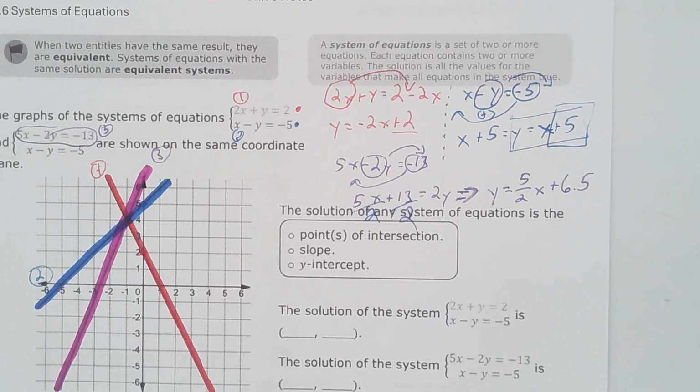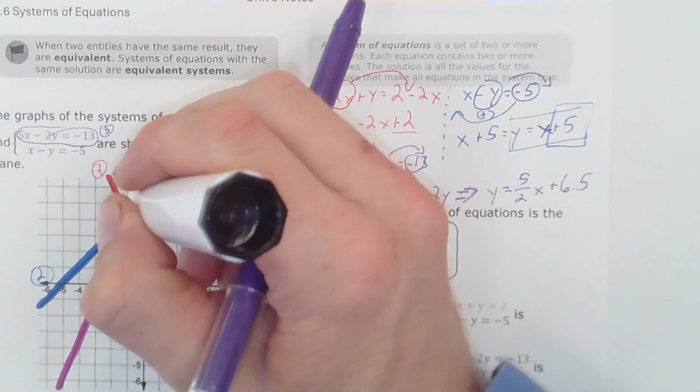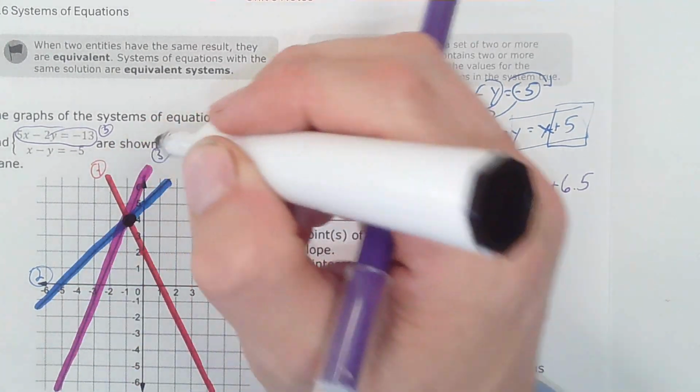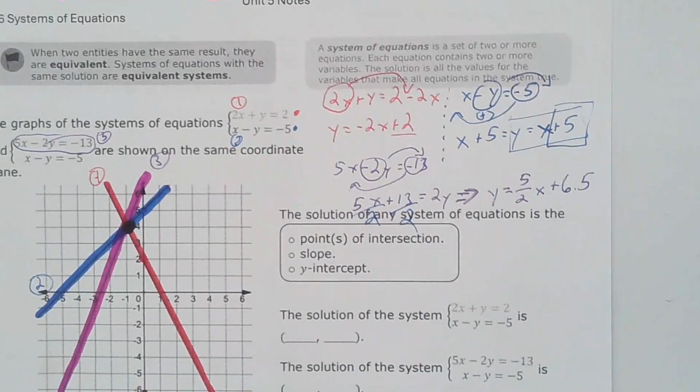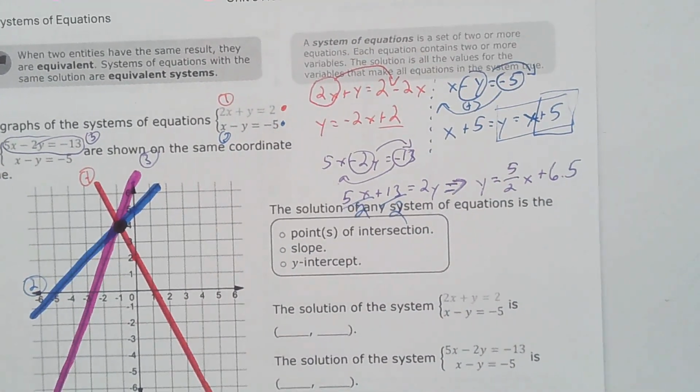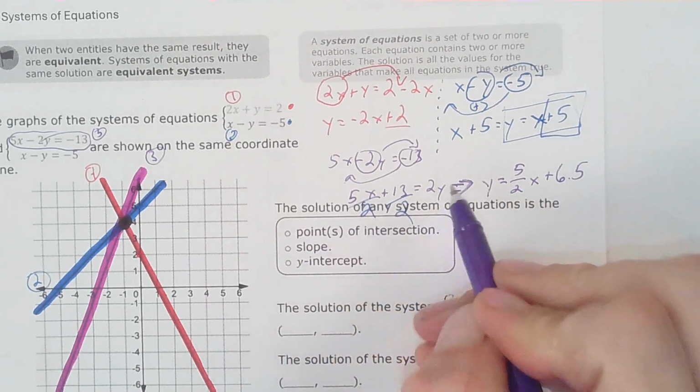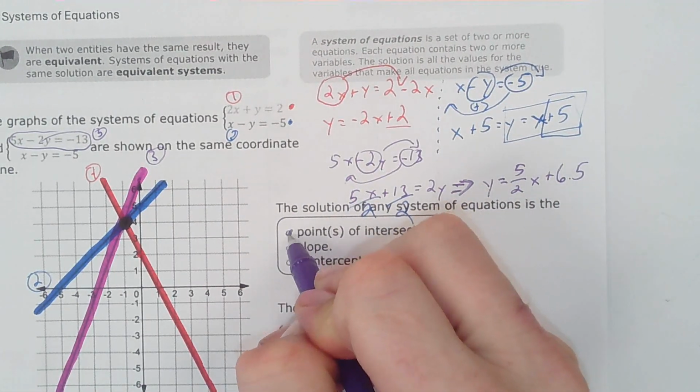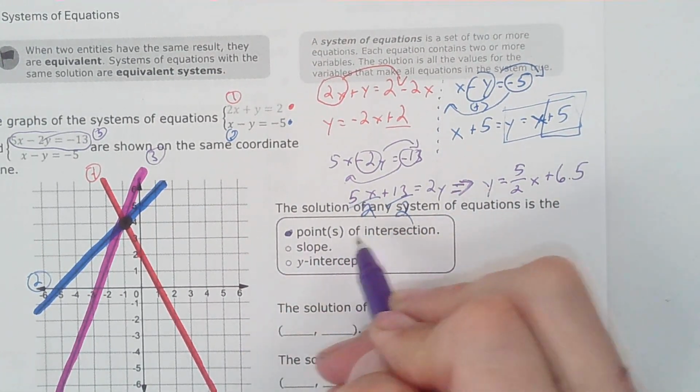Okay, so what is the solution of this? How could I tell what the solution for these 3 lines is going to be? Well, the solution is going to be where those 3 lines meet, the point at which those 3 lines meet. So the solution of any system of equations is the point of intersection.